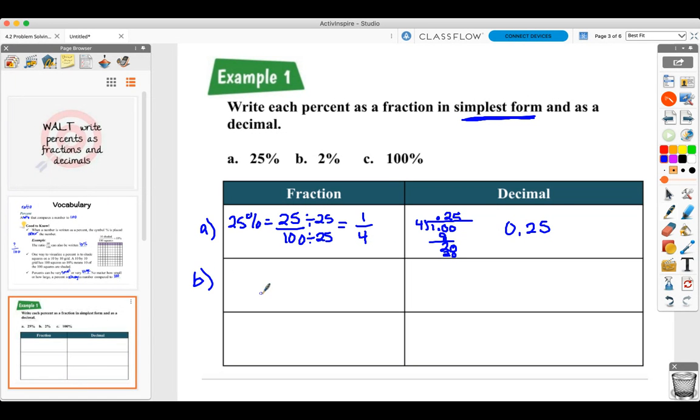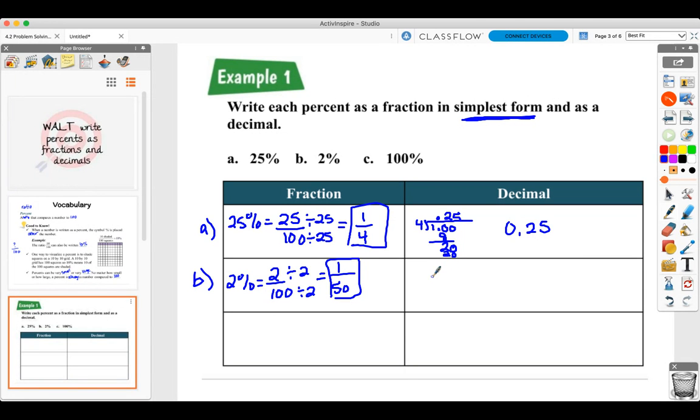B. 2% is written as 2 over 100. And what number goes into 2 and 100? That's 2. So it's going to be 2 divided by 2, which is 1, and 100 divided by 2 is 50. So this is the simplest form of that. This is saying 1/50th. Okay, and again, if you're not sure, divide it out.